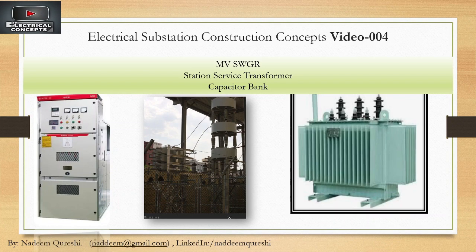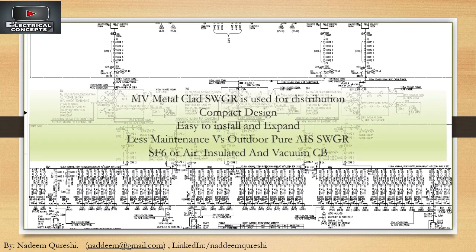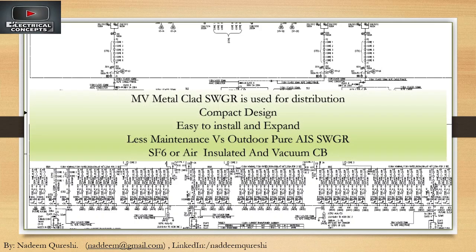Let us start with the medium voltage switchgear. This single line diagram, as shown earlier, is showing the three sections of medium voltage switchgear. Medium voltage metal clad switchgear is used for distribution networks for 11 kV, 13.8 kV, and 33 kV switchgears. It has a compact design.